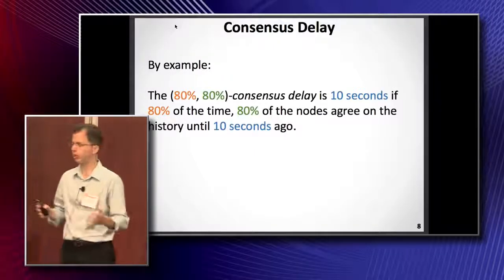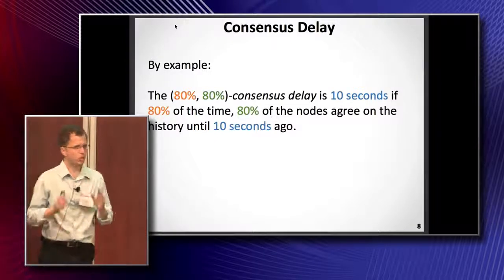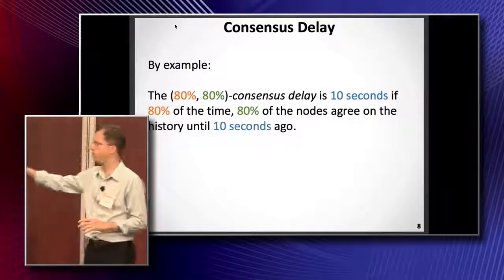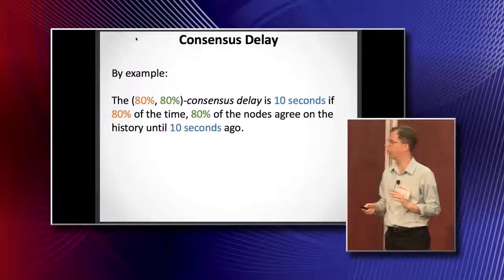So now we know how to run and how to evaluate, but what do we measure? So let's talk about measurements. The first measurement, and we'll introduce a few metrics here, is consensus delay. Consensus delay is how long it takes you to reach agreement. The easiest way to explain this is by example. The 80% consensus delay is 10 seconds if, for at least 80% of the time, at least 80% of the nodes agree on what happened until 10 seconds ago. So we want a shorter consensus delay, and we agree closer to now.